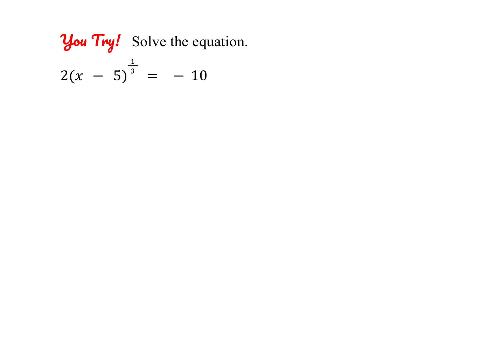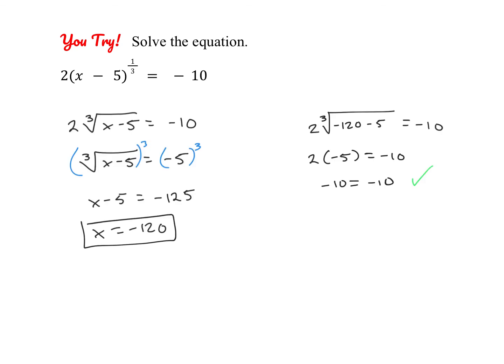All right, here's the last one for you to try on your own. So please pause the video and hit play when you're ready to check. All right, go ahead and check your answers here. Remember, when your rational exponent is 1/3, it just means a cube root. And then make sure you divide by 2 on both sides to isolate your radical, and then you can cube both sides and finish solving for x equals -120. Again, you could quickly check your answer just to make sure it is correct.